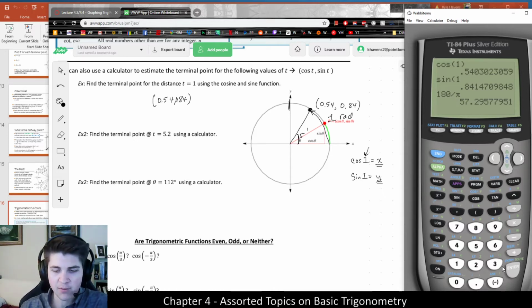And actually, I'm kind of writing over another diagram which I have. Let me actually erase a lot of this.